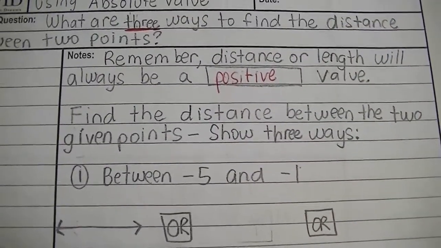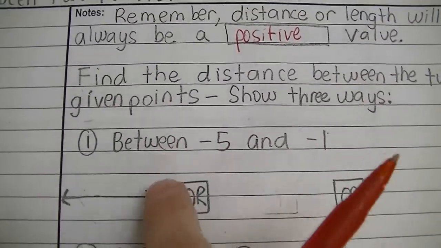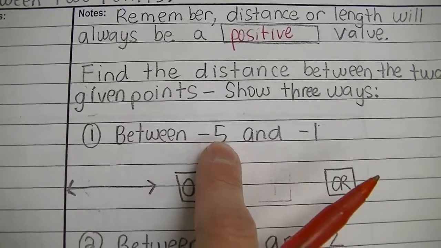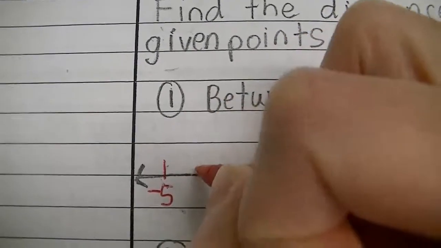So find the distance between the 2 given points. Show 3 ways. The first question wants us to find the distance between the number -5 and -1. One of the ways you can do this would be to use a number line. Make sure you write your numbers down correctly on the number line.